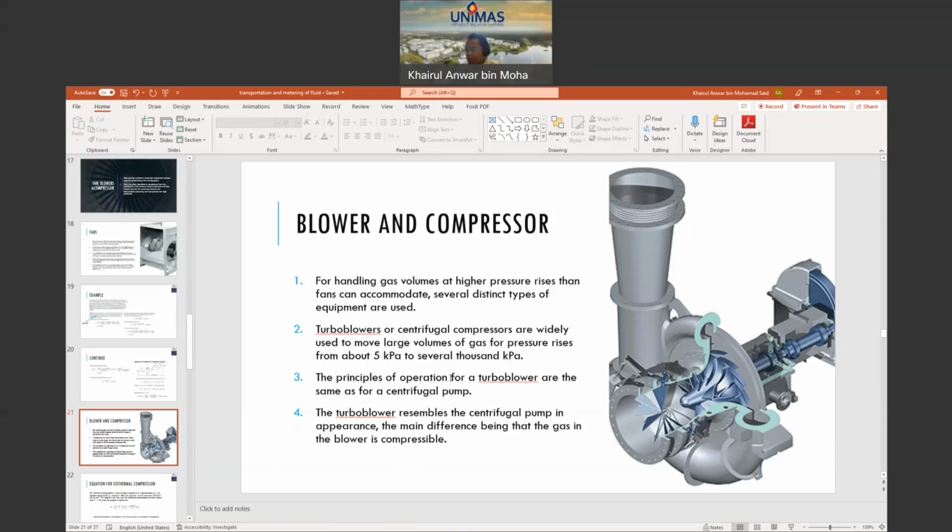The principle of operation for a turbo blower is the same as a centrifugal pump, as you can see from the figure. The turbo blower resembles a centrifugal pump in appearance, the main difference being that the gas in the blower is compressible. In the fan, the gas is assumed to be incompressible, but for a blower it is a compressible gas.